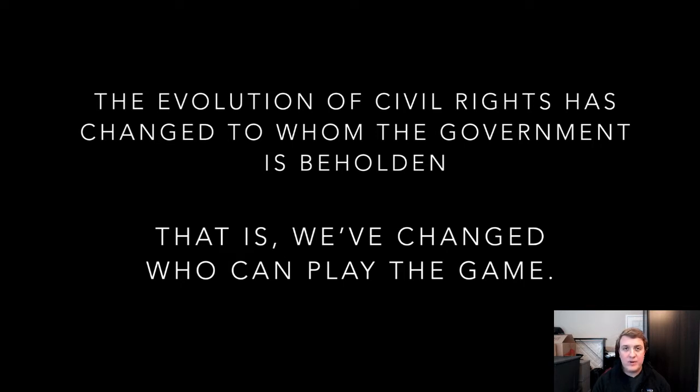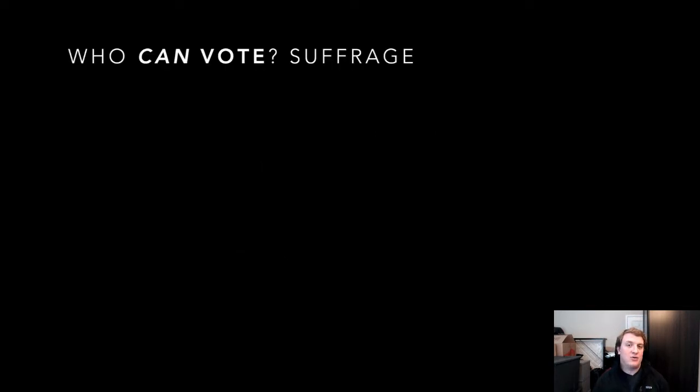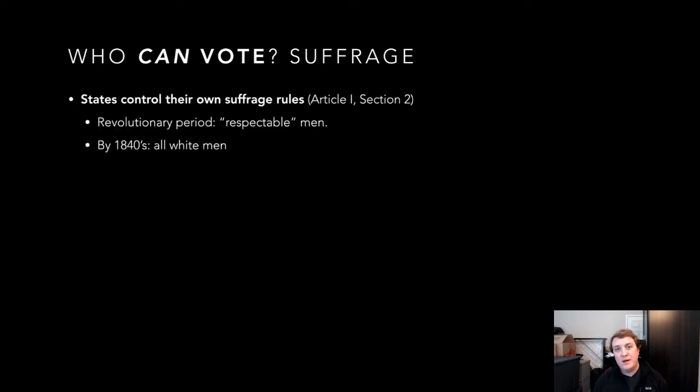But I want to start with suffrage, with who can actually vote, because this is the core of participation in our political system. Obviously, there are other avenues, but this is critically important. What's important to note first is that, like last week with federalism, many of the dynamics throughout this course are complicated by federalism. In fact, in the Constitution, states get to set their own suffrage rules. That is, who can vote.